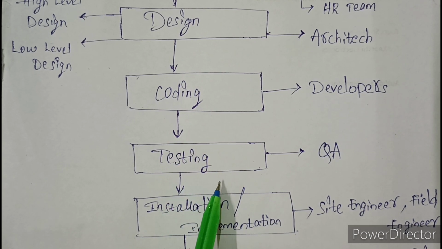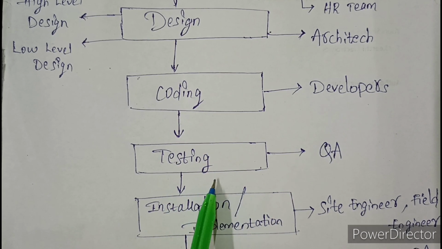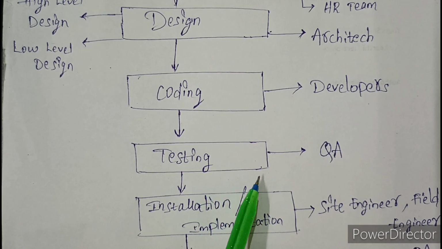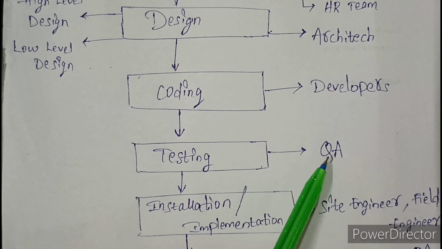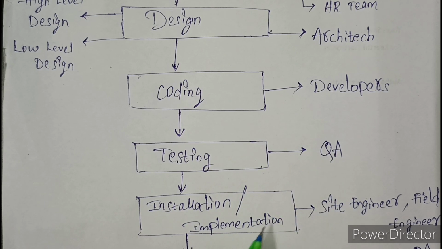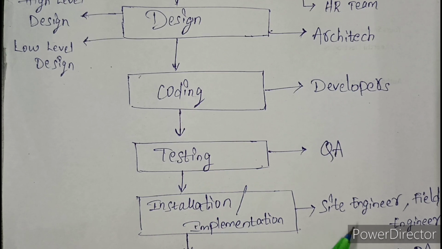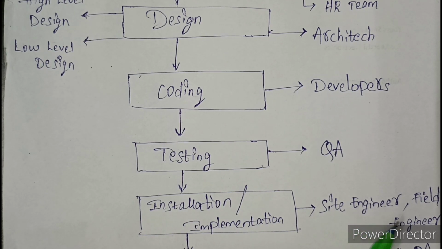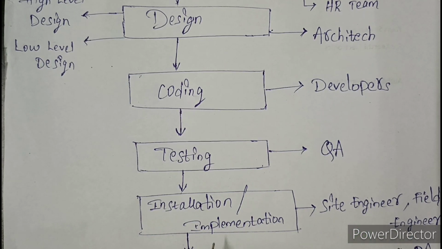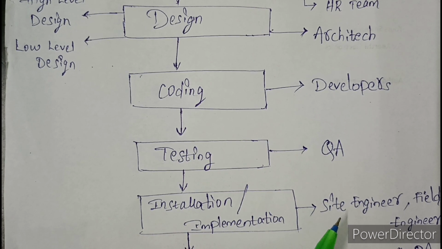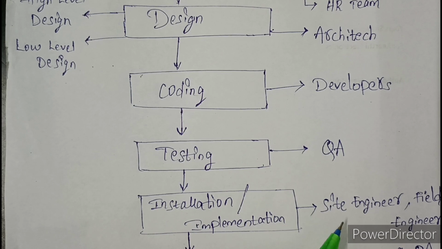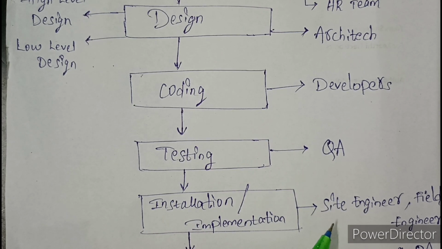Testing. Once testing is done and the software is working perfectly fine, we are going to release it. Testing is done by the test engineer, QA engineer. Installation or implementation: our site engineer or field engineer will go to the customer's place, install the software, and make it ready so that the customer can run their business with the help of the software.